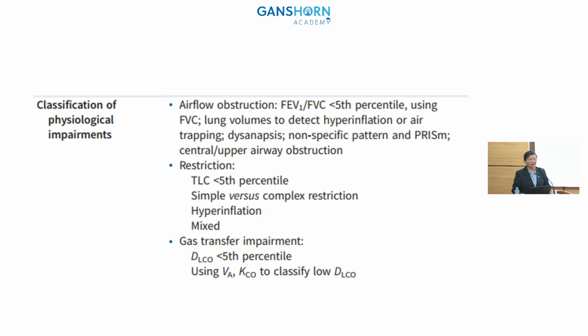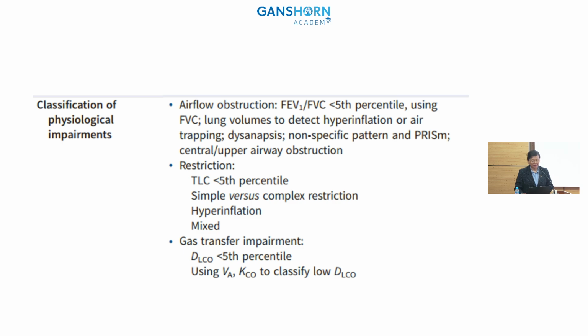For restriction, ATS and ERS emphasized that we can no longer define it by spirometry. We have to go to the lung volume, and the best machine to measure lung volume is the plethysmograph. The TLC, the total lung capacity, less than the 5th percentile, and we will have simple versus complex restriction. Dr. Carr explained this to us this morning. We have hyperinflation or air trapping and mixed patterns.